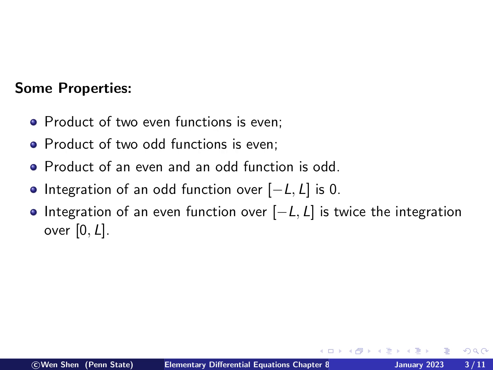Now, the next two properties will be useful in computing Fourier series. Integration of an odd function over an interval around the origin, say from negative L to L, would be 0. Because it's an odd function, it's symmetric about the origin, so the integral from negative L to 0 matches the integral from 0 to L, but with an opposite sign, and adding them up, you get 0. The last property is the integration of an even function over such an interval around the origin. Then from negative L to 0 and from 0 to L will give you exactly the same value, even with the same sign. Therefore, you can just integrate from 0 to L and then multiply the result by 2.